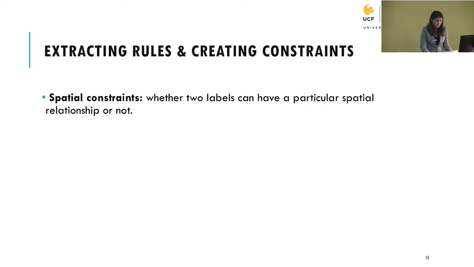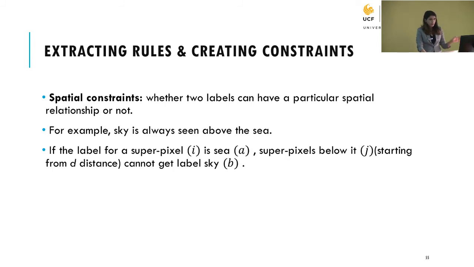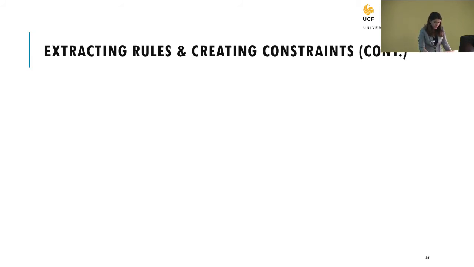When we have the rules, we need to convert them to constraints. The first one is the spatial constraint. It means whether two labels can have a specific spatial relationship or not. For example, sky is always seen above the sea. If the label for a superpixel is sea, then the superpixel below that cannot be sky. We can convert it into an inequality in binary integer programming. If this is 1, the sum of the others should be 0.